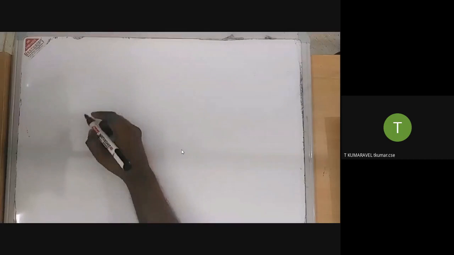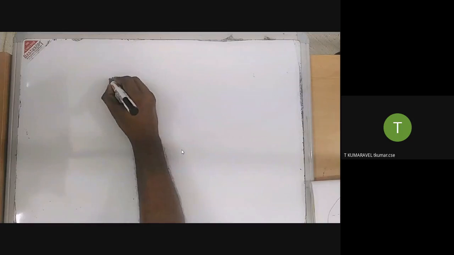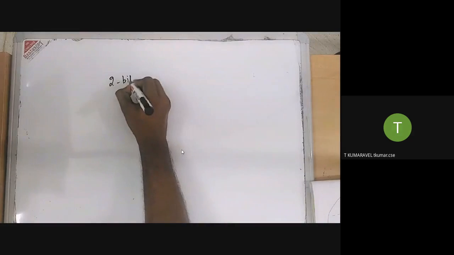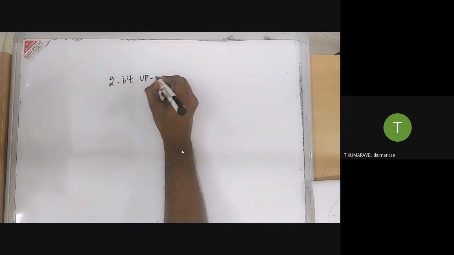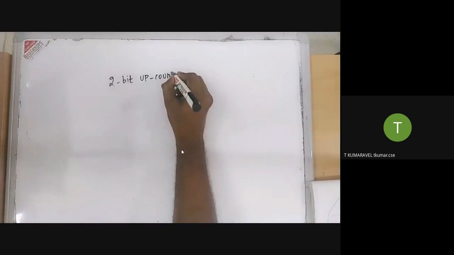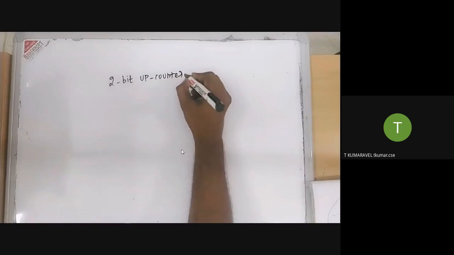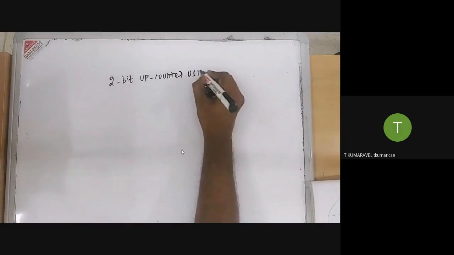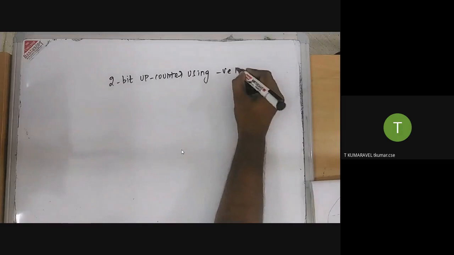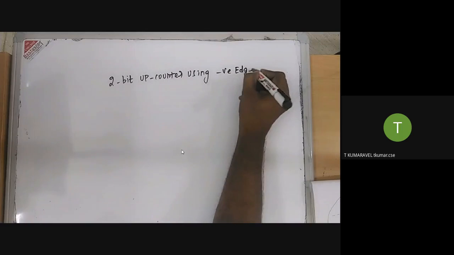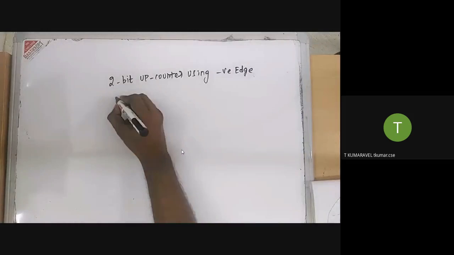Okay, next one is called a 2-bit up counter, implemented using negative edge trigger.